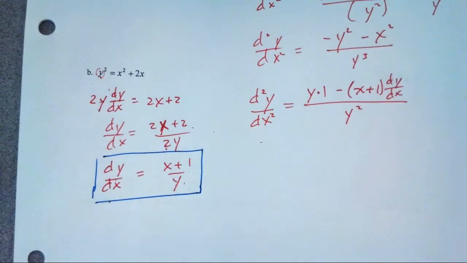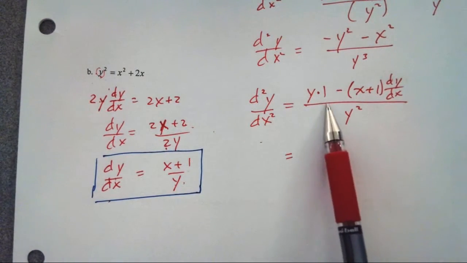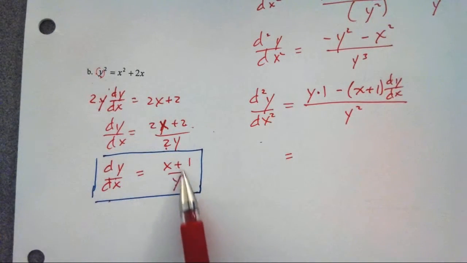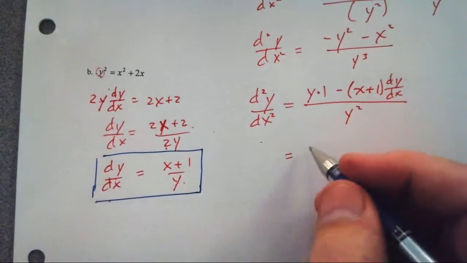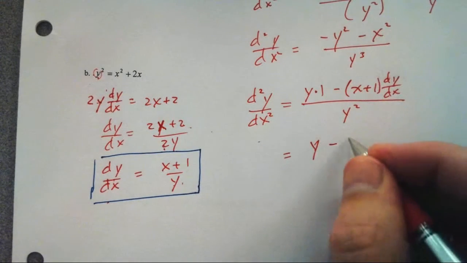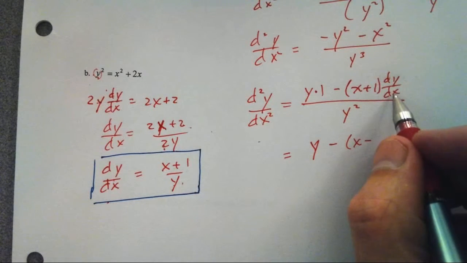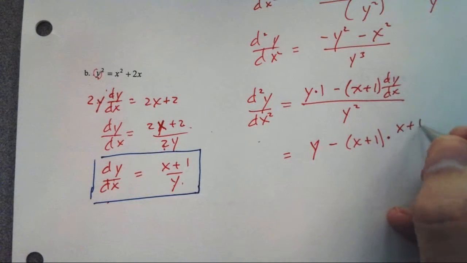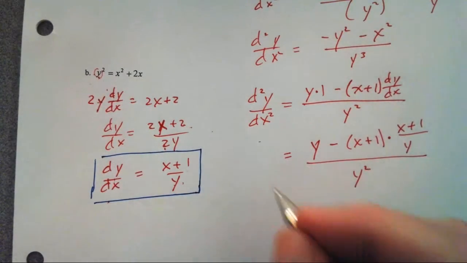Okay. So at this point, I basically have it. I'd get rid of the 1, but then I'd probably be fine. But I'm going to go ahead and substitute in for dy/dx. Don't want dy/dx there. I'm going to get my substitution: y minus, you could distribute this, but I don't think you want to. We're just trying to replace dy/dx once, really, times my replacement, (x plus 1) on y, all on y squared.